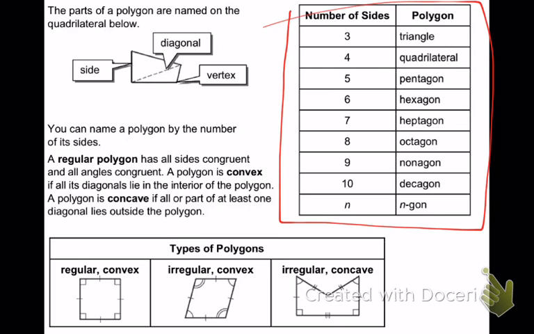Does anybody know 12? Oh, I know this one. Dodecagon. It is dodecagon. So that's the only one I would add to this list. A 12-sided shape is a dodecagon.